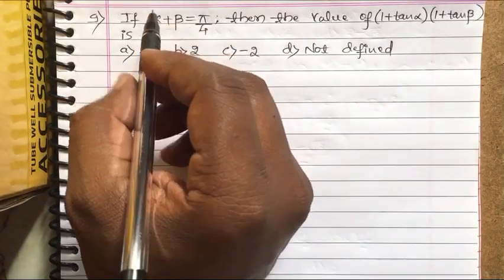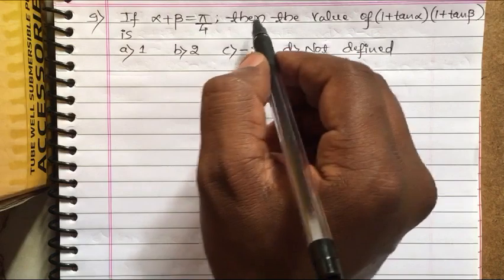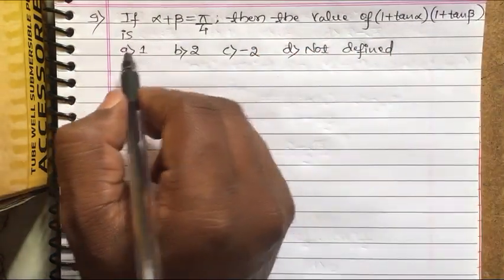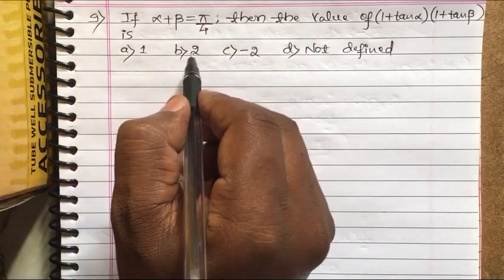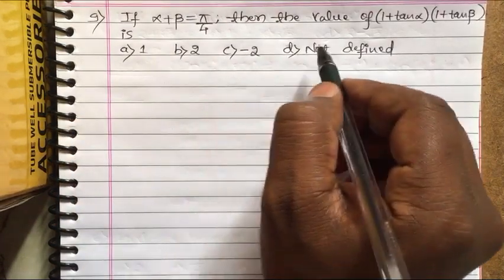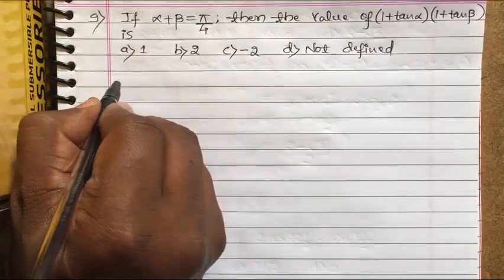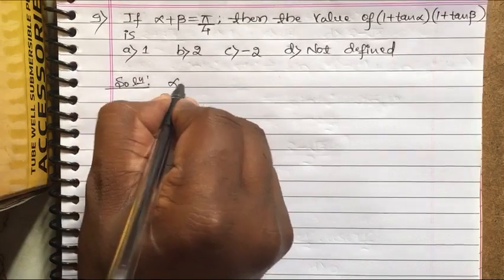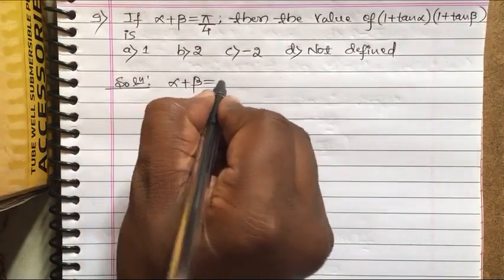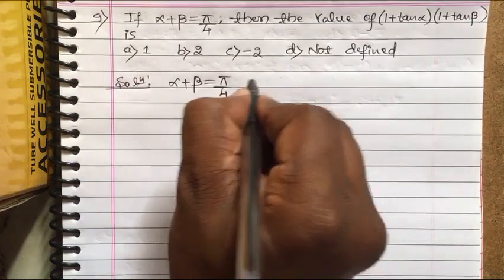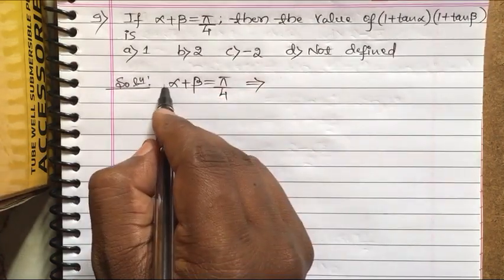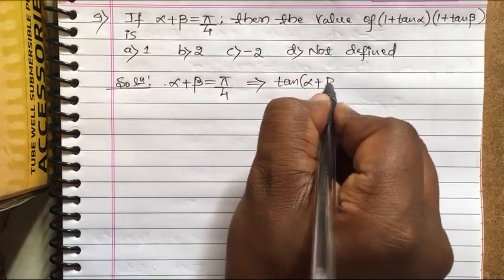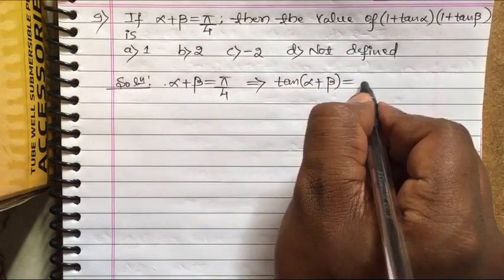The ninth question is, if alpha plus beta equal to pi by 4, then the value of 1 plus tan alpha into 1 plus tan beta is, option A it is 1, option B it is 2, option C it is minus 2, option D it is not defined. So we'll solve this. So he has given alpha plus beta equals pi by 4. This implies, now I take tan on both the sides, it becomes tan of alpha plus beta equals tan pi by 4.